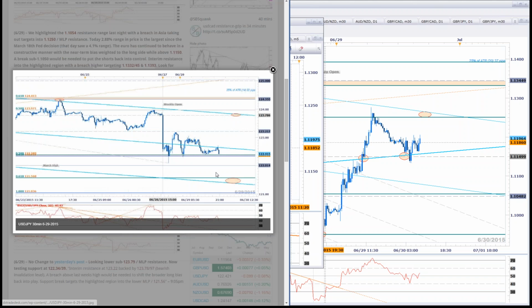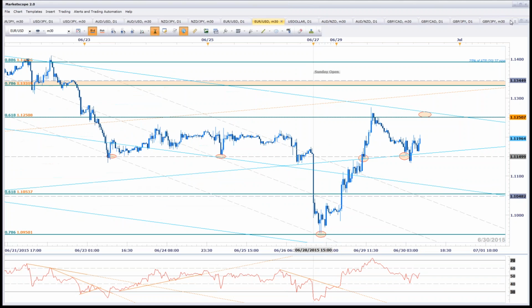Here's what the 30-minute looked like yesterday. Momentum signature still remains pretty bearish, sub 50, sub 50, sub 50. Here's what the intraday looks like now.